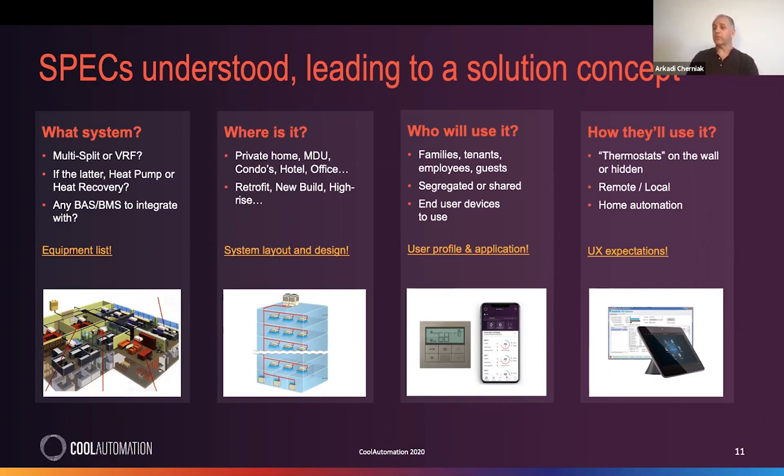Then it's important to understand where it is going to be. Is it a private home? Is it an office? Is it a hotel? Is it a restaurant? And so on. Or what kind of project is it in terms of operation? Is it a new build or maybe it's a retrofit? So the system layout and the design will be influenced by the nature of the project itself and the application. Is it private home or an office?